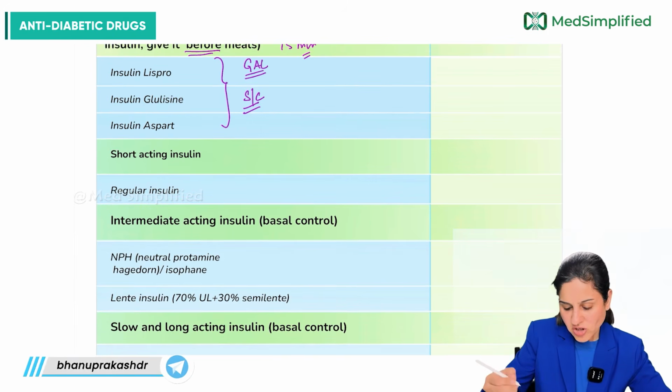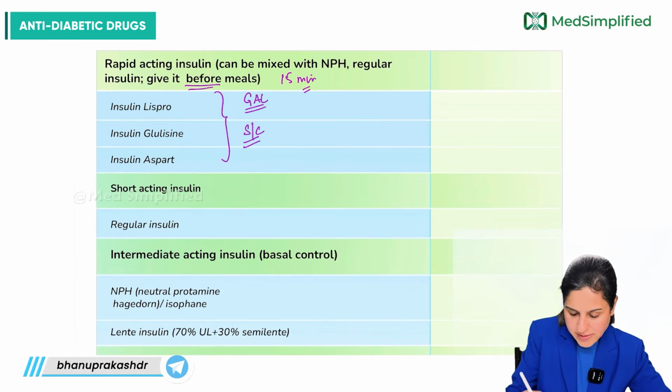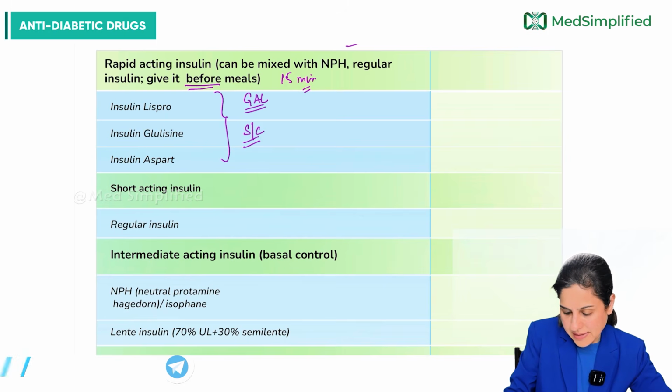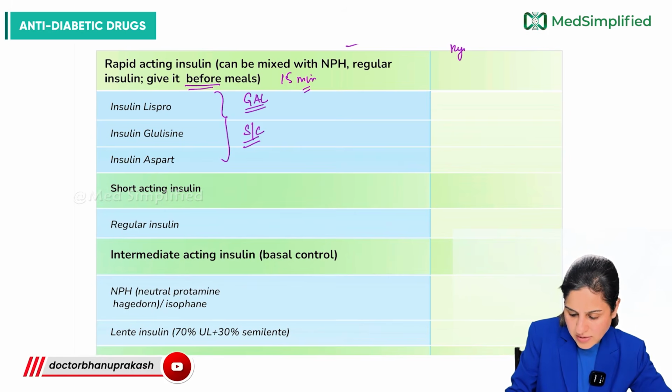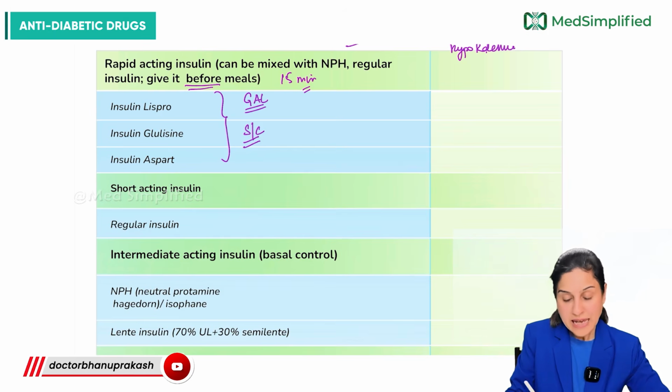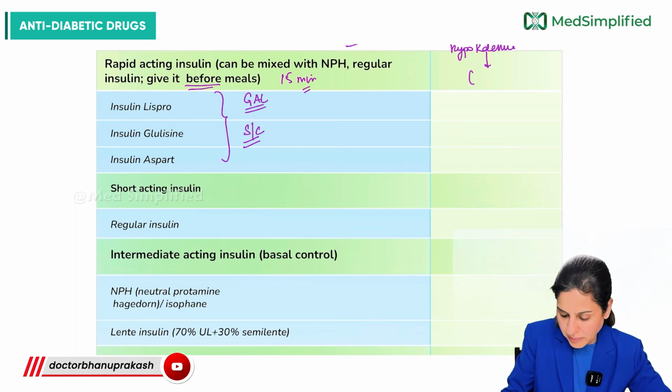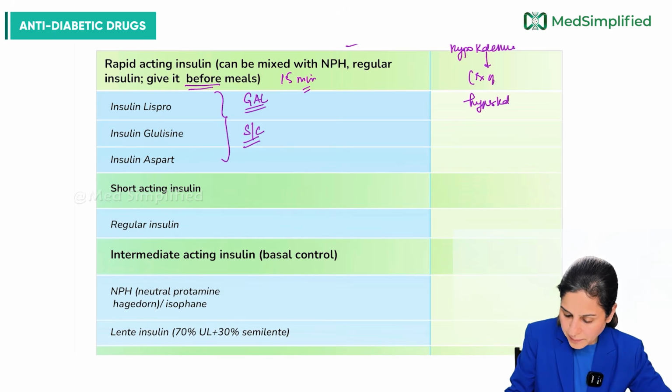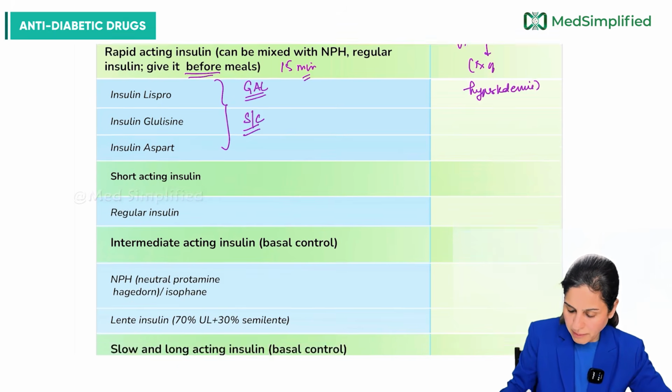And the major drawback with insulin as such is hypoglycemia, and insulin also causes hypokalemia. Therefore, insulin can be used in the treatment of hyperkalemia. Remember, this is common for all.